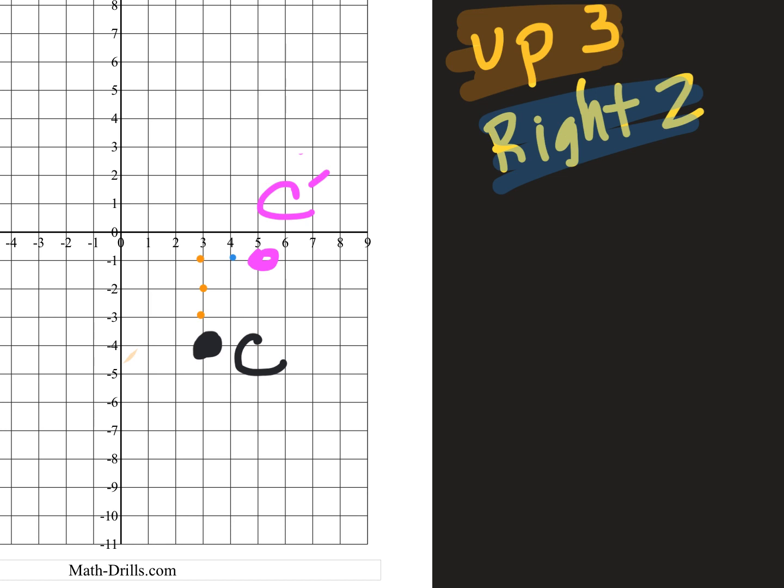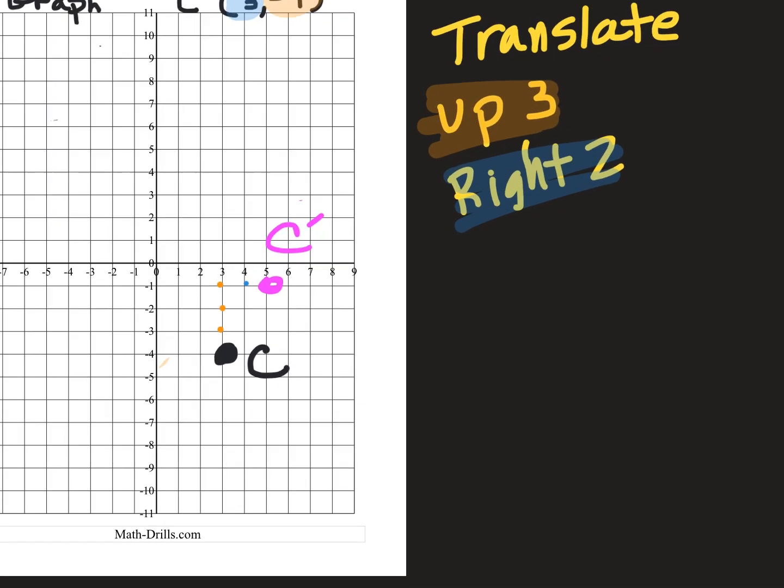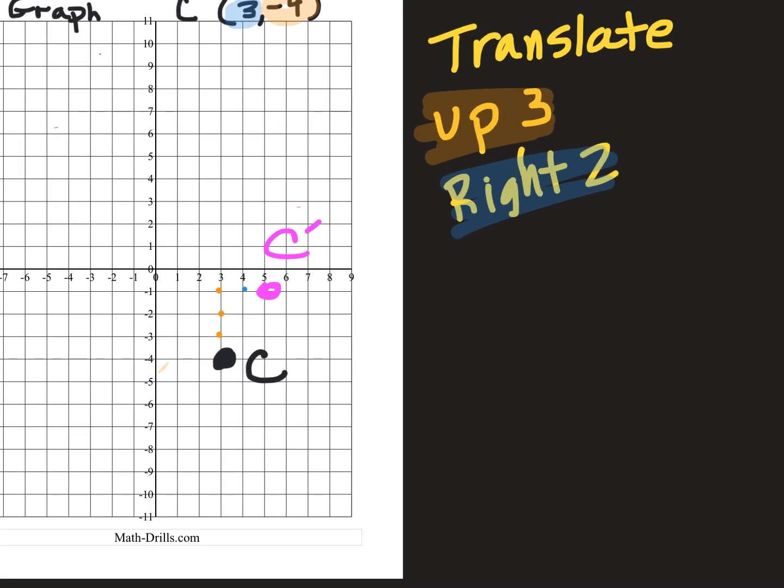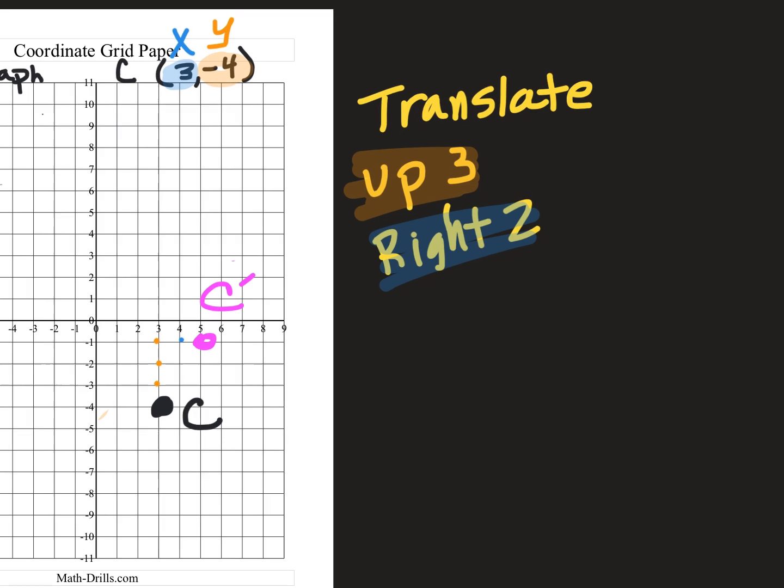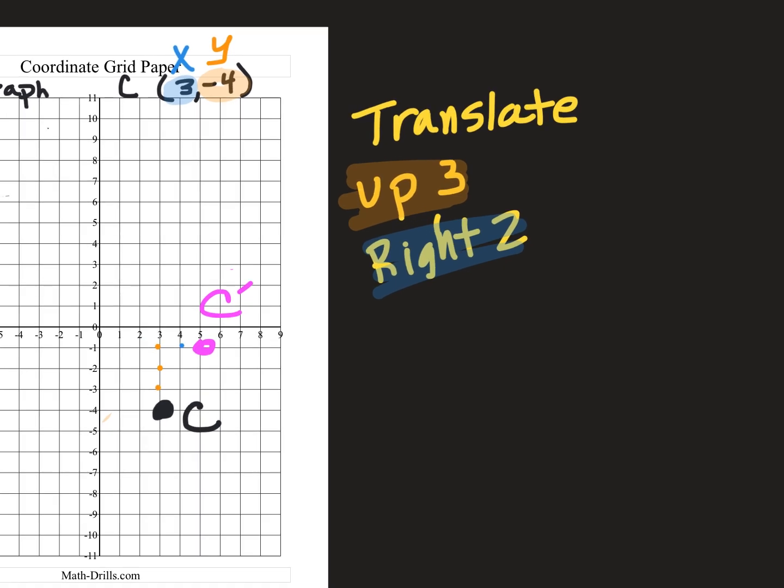So this is the one that you got after you did the translation. Okay? So we're all good, I think, with the words, right? So we know what up, down, left, right means.